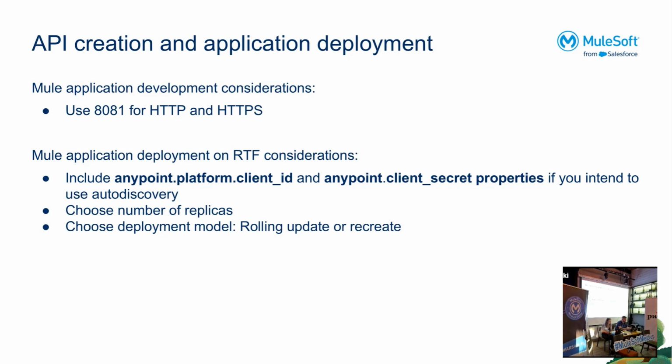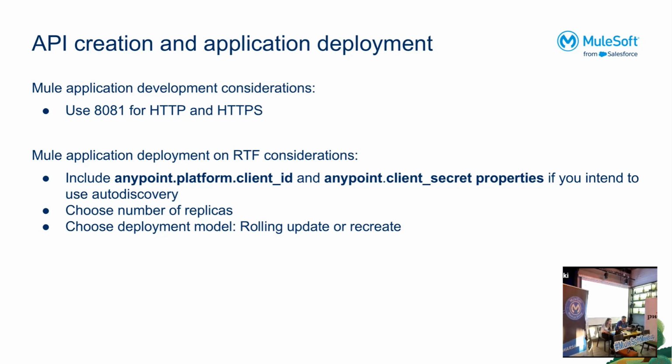Then when we deploy an application on RTF, we need to remember about environment credentials. If you want to use auto discovery, you need to provide environment credentials to the endpoint platform. And during the deployment on RTF, you can also choose the number of replicas, and the size of the replica as well. So from Runtime Manager, you can scale your RTF applications the same way, or in a similar way, that you scale them on your CloudHub deployment.